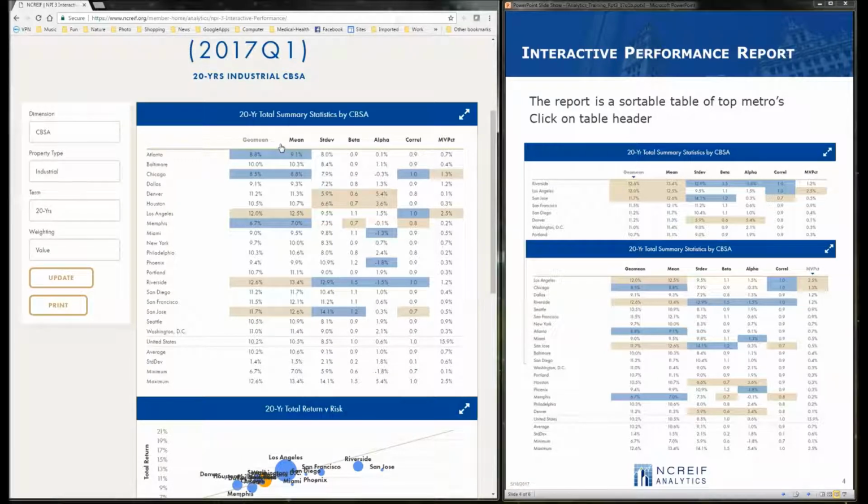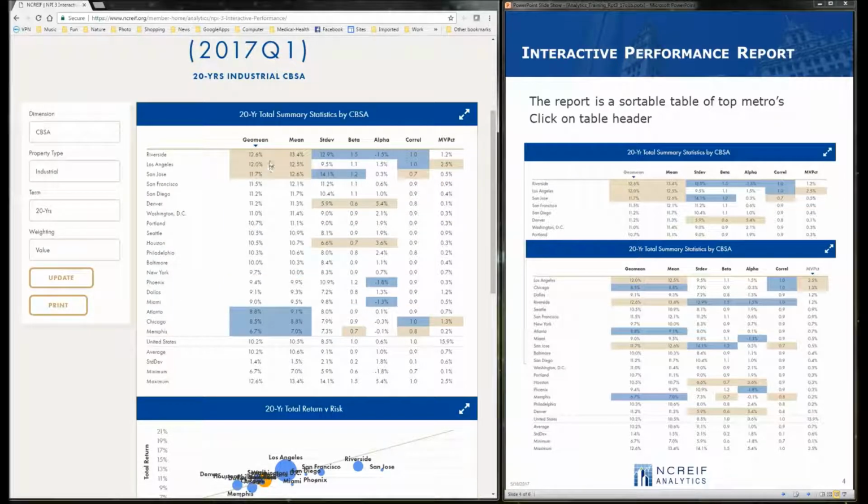The tables in Analytics can be sorted by clicking one of the table headers. Click the GeoMean label to sort the list by the geometric average return. Riverside, LA, and San Jose are the top 3 performing industrial markets over the 20-year history. However, notice the higher risk measures for Riverside and San Jose.